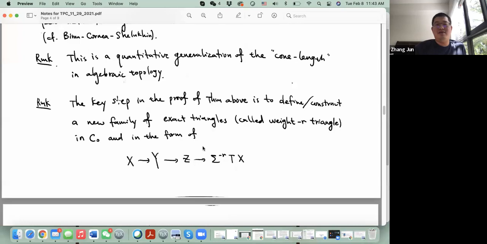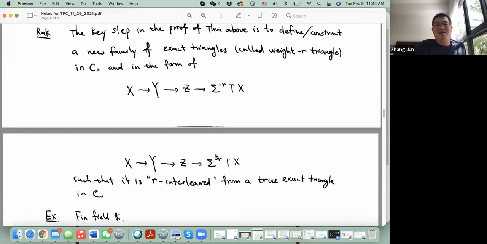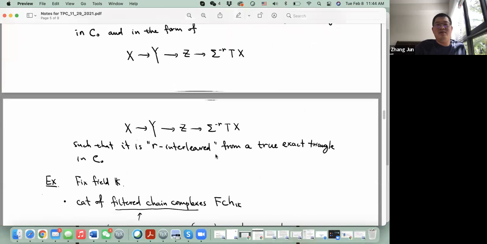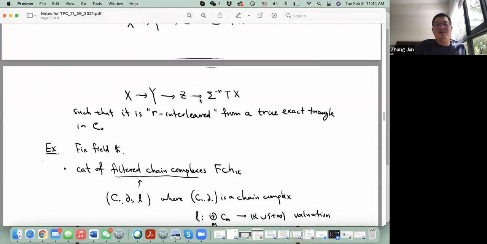Okay. So there are a few things I want to say about this weighted triangle. This weighted triangle is not much new; we just put the filtration here. But it turns out it has a lot of very nice properties carried from this definition. One way you can view this weighted triangle is to think of it as an R-interleaved version of a true exact triangle with C0. A true exact triangle does not have any shift here.